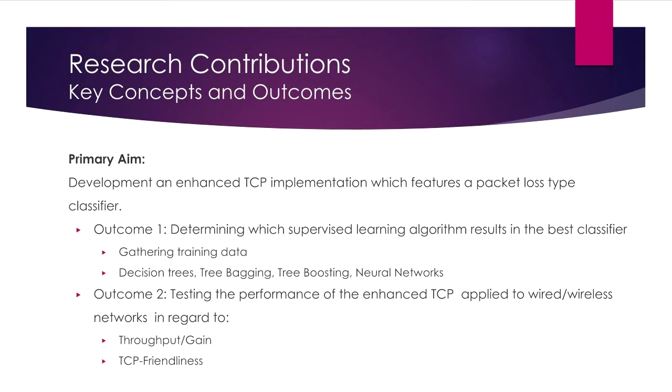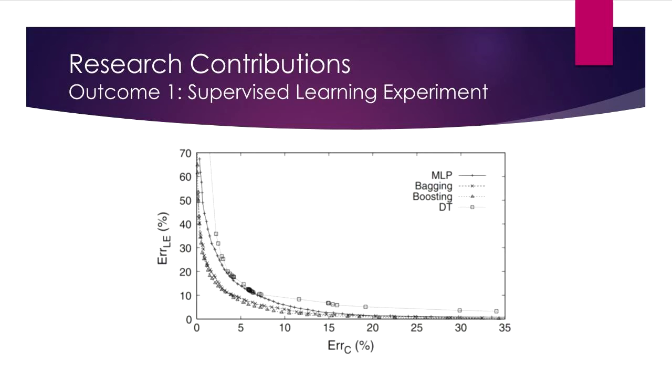The second outcome is to test performance of the enhanced TCP in regards to parameters such as throughput and TCP friendliness. To satisfy the first outcome, 4 algorithms were tested. These were namely decision trees, tree bagging, tree boosting, and neural networks. A classifier was generated using each method on a large database of simulated packet loss scenarios. The classifiers were then tested for performance.